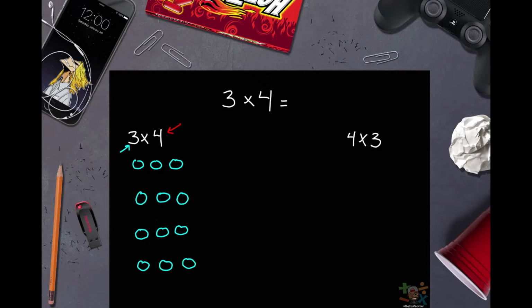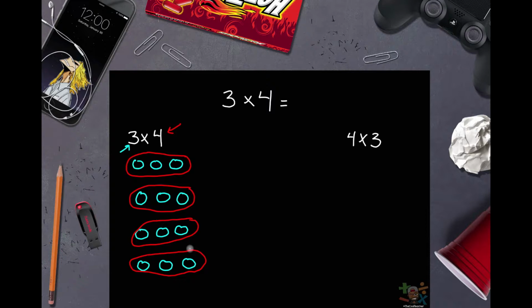Now what I'm going to do is circle my groups of 3. 1 group of 3, 2 groups of 3, 3 groups of 3, and 4 groups of 3.